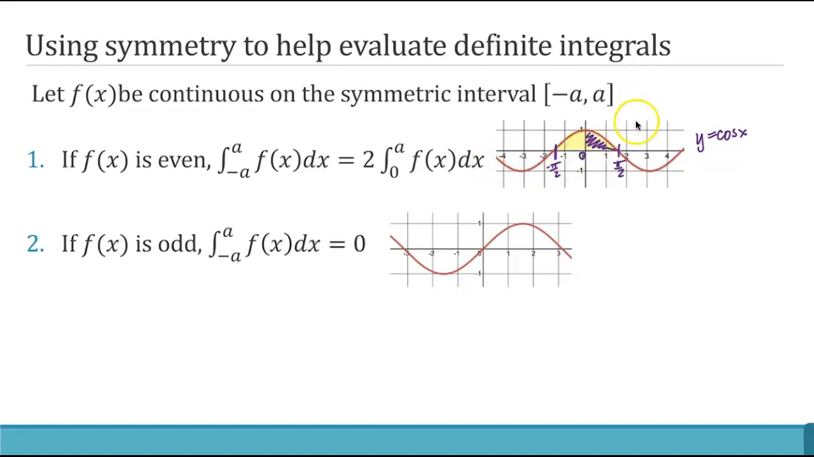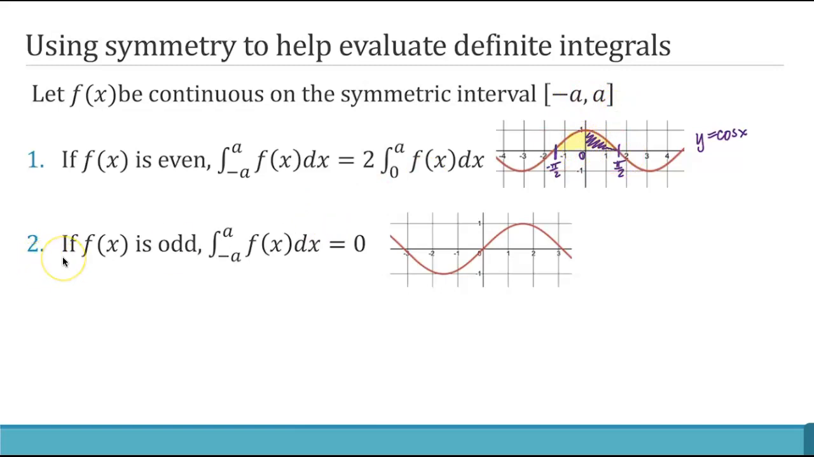And because there's a mirror image over the y-axis, this area from 0 to pi over 2 is the same as this area on the left side, and so we can just double it. So this is something that can make our calculations a lot easier, to think about the area from 0 to a value of a symmetric interval, and then just double it.